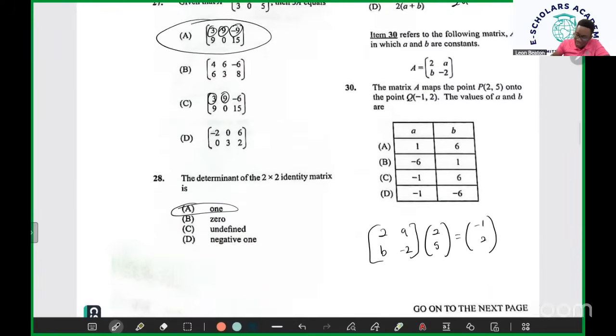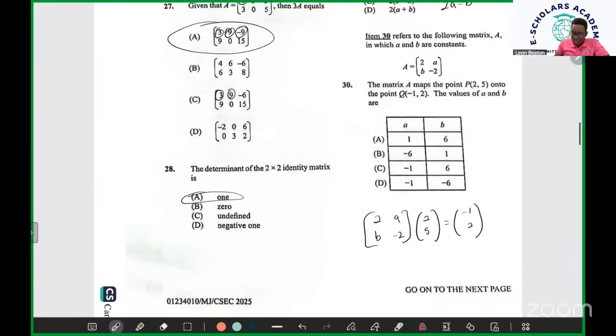So we can end up with some equal matrices. Let me write this properly. This is row by column. So 2 by 2, plus A by 5, so we call it 5A. Then you go to the bottom piece, B by 2, which would be 2B, plus negative 2 by 5, which would be negative 10. And this is equal to negative 1, 2.